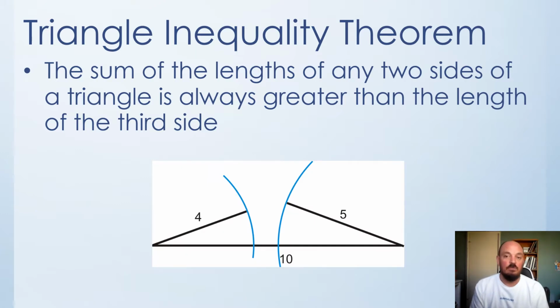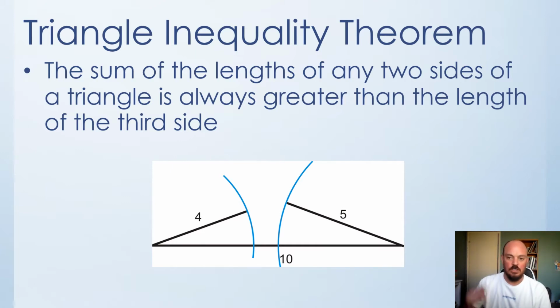Here's an example of one that doesn't fit the triangle inequality. So if you notice, the bottom of this triangle is 10, and the other 2 sides are 5 and 4. So you go, okay, well 5 plus 4 is 9. That's not bigger than 10. It's supposed to be bigger than 10. And that's why in the picture it doesn't make a triangle.